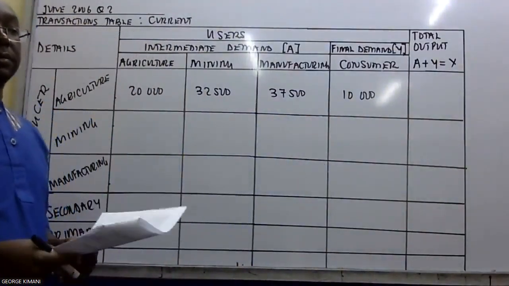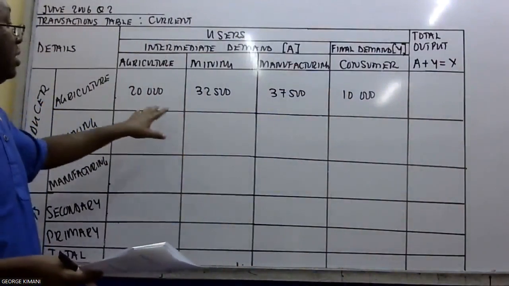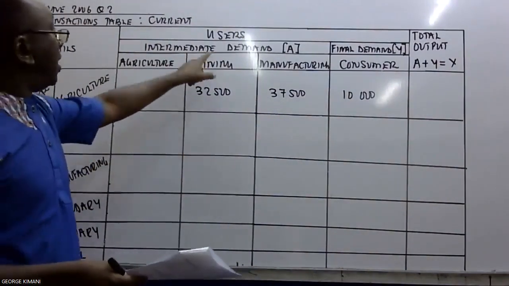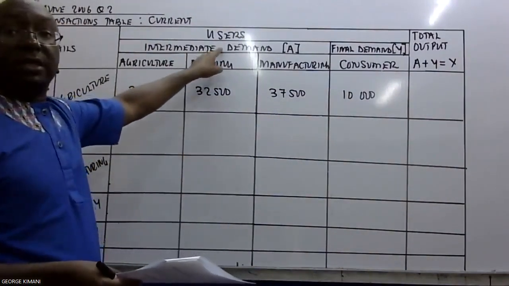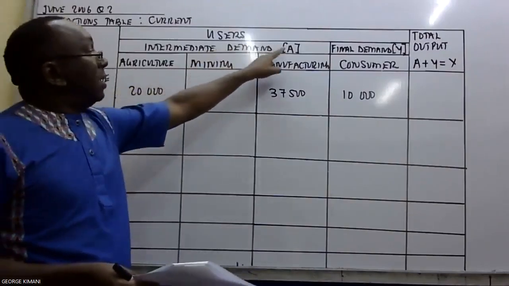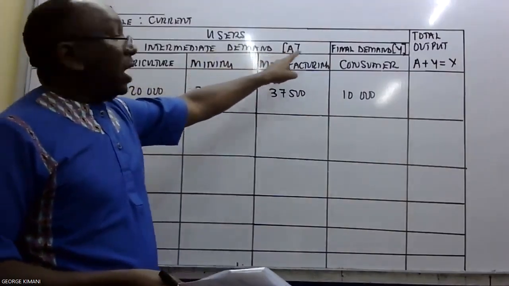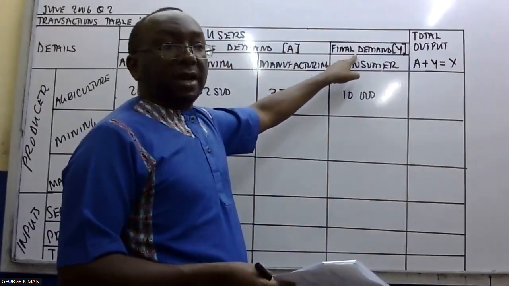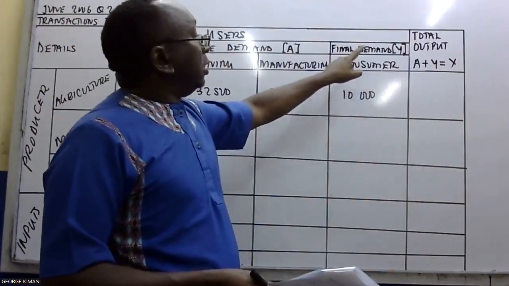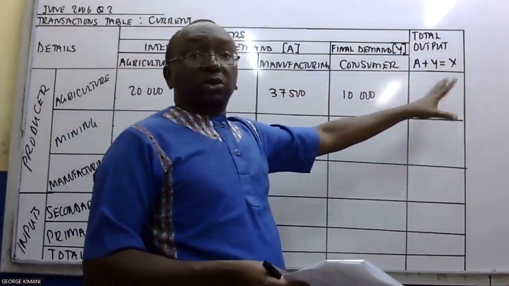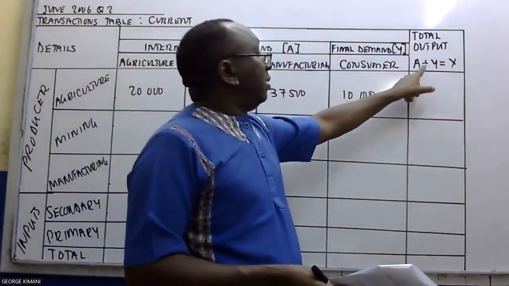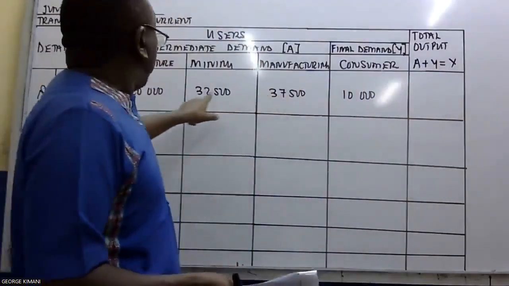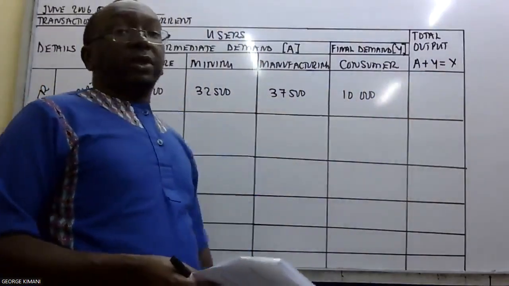Now, these three, you can see they are what we are calling intermediate demand, represented by matrix A. And this one is what we call final demand, represented by matrix Y. So when you want to get the total output, it is matrix A plus Y. So take a calculator, these four appear. They are equal to what?